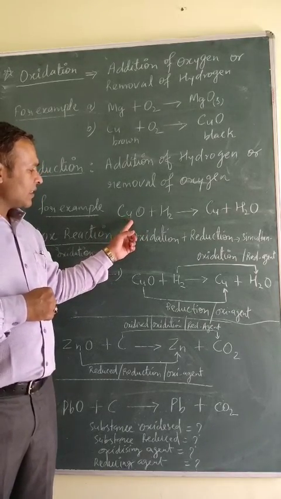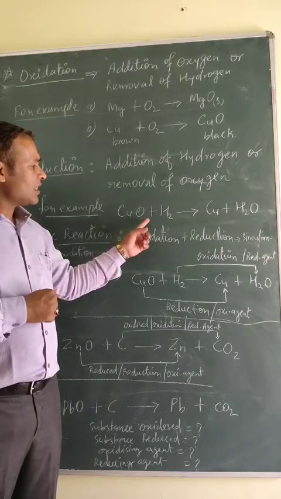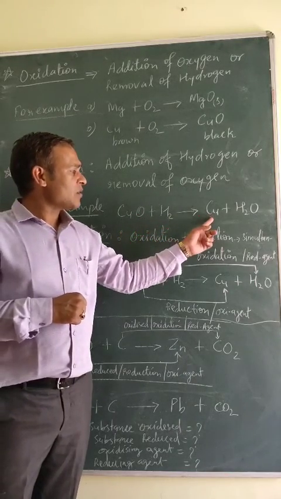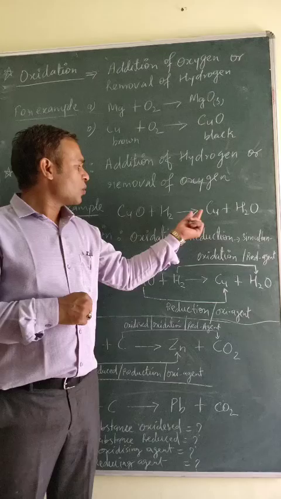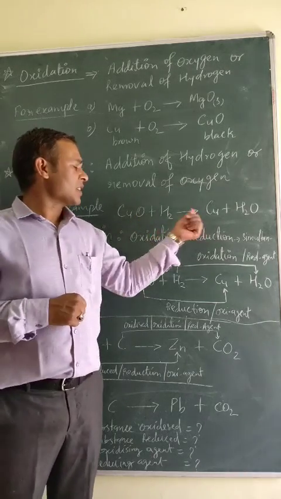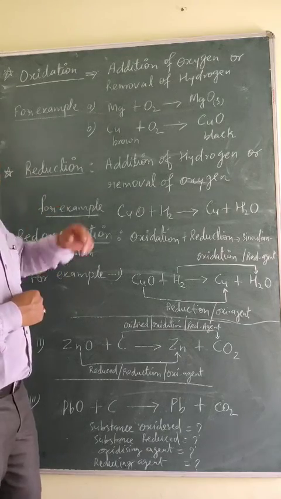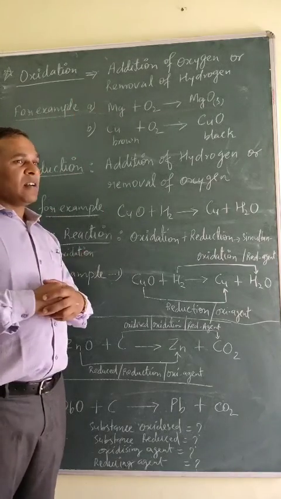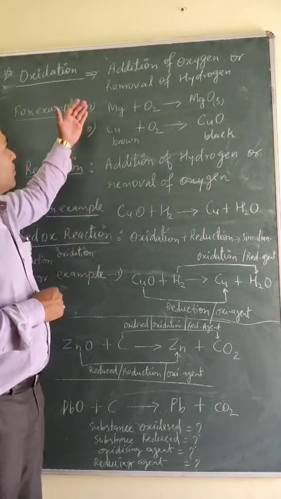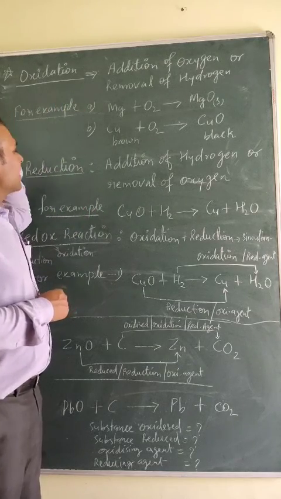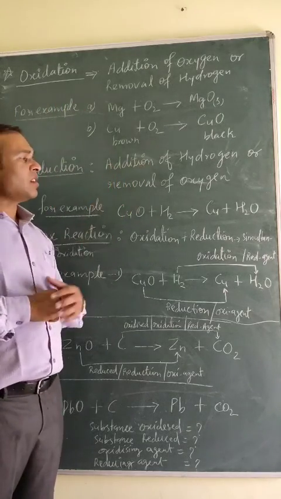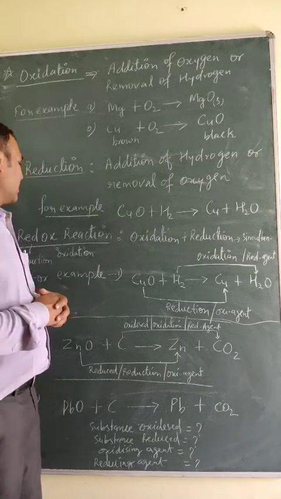Copper oxide loses the oxygen and copper is formed. Copper oxide forms copper after removing the oxygen. So removal of oxygen is referred to as reduction. Addition of oxygen is called oxidation. Removal of hydrogen is called oxidation and addition of hydrogen is called reduction.